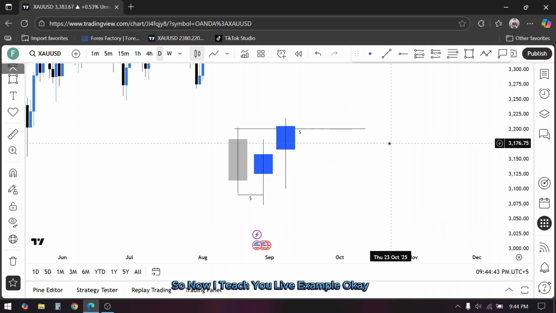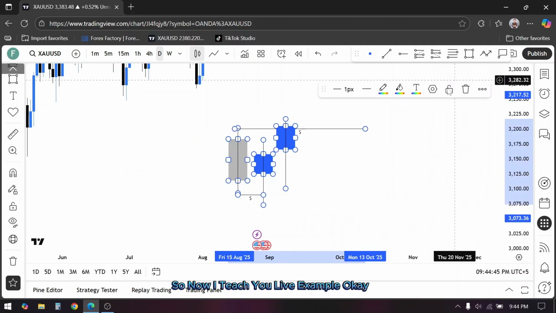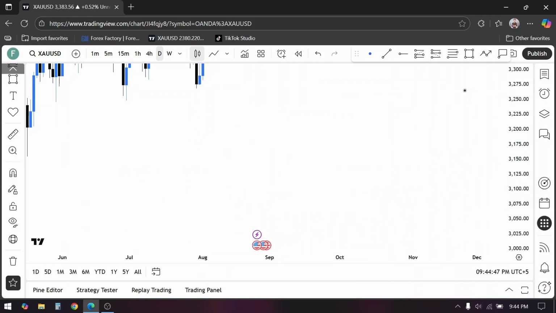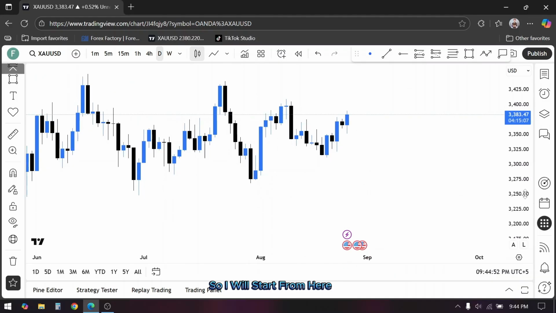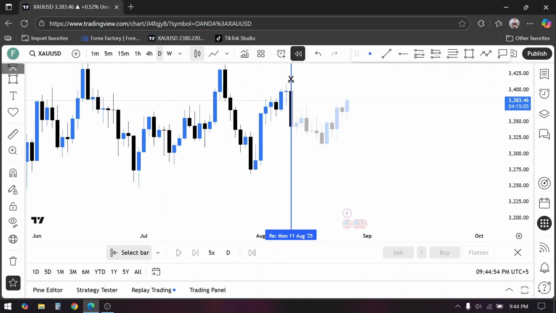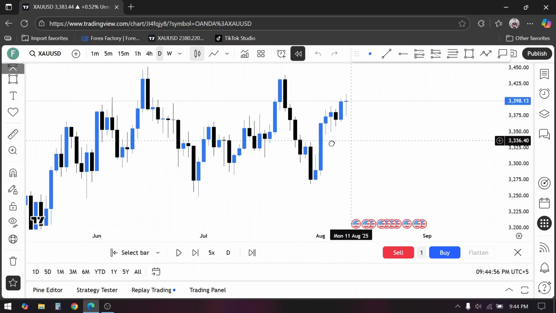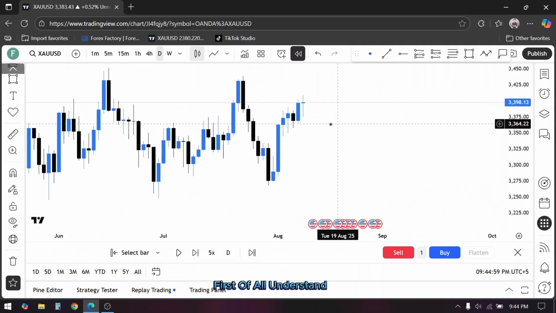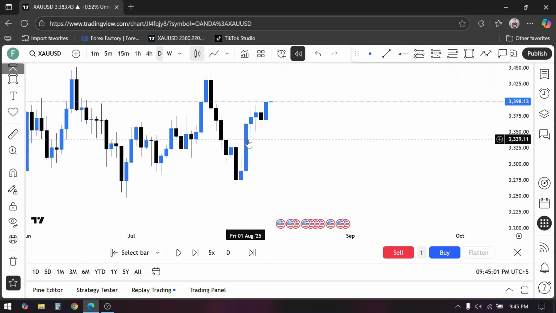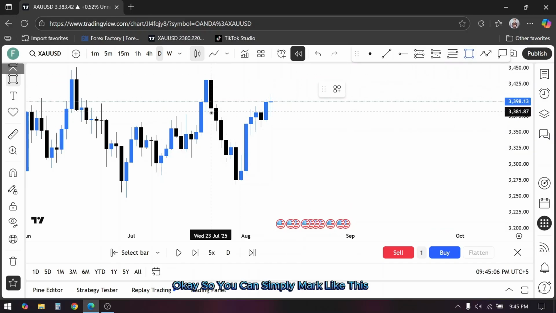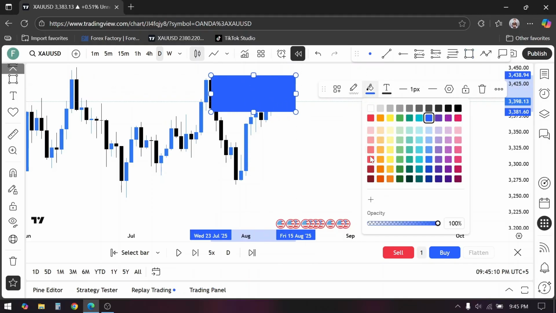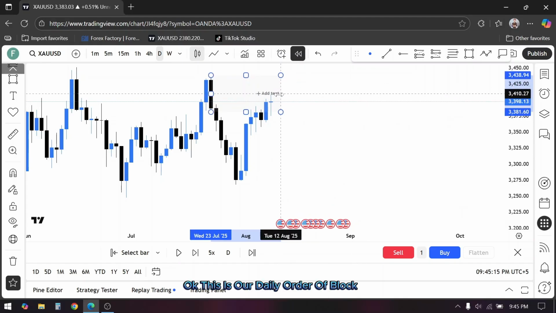So now I will teach you a live example. I will start from here. First of all, understand this is our order block, the daily order block. You can simply mark it like this. This is our daily order block.